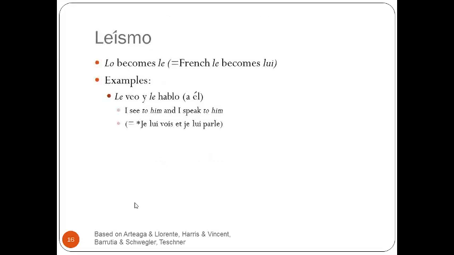Okay, so examples. Le veo y le hablo a él. So the first one takes a direct object pronoun, but we're using le because lo does not exist in the system. So I see literally to him, and I speak to him. In French, of course, that's not possible. You cannot have je lui vois. Voir takes a direct object. Et je lui parle. So it's ungrammatical in French, but it is perfectly grammatical in Spanish. This is considered standard. The Real Academia has decided that leísmo is as grammatical as the uso etimológico. It's not taught in schools, however, which is a topic we'll address next semester.